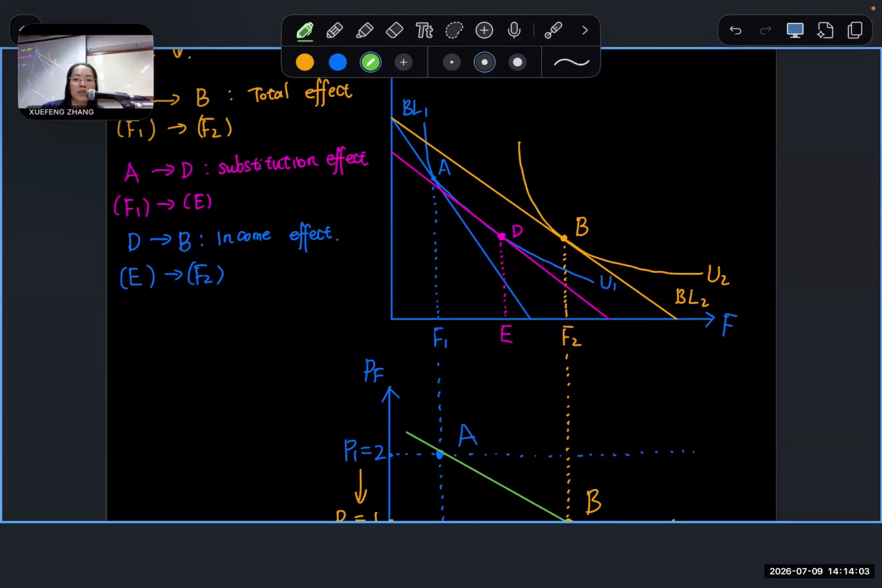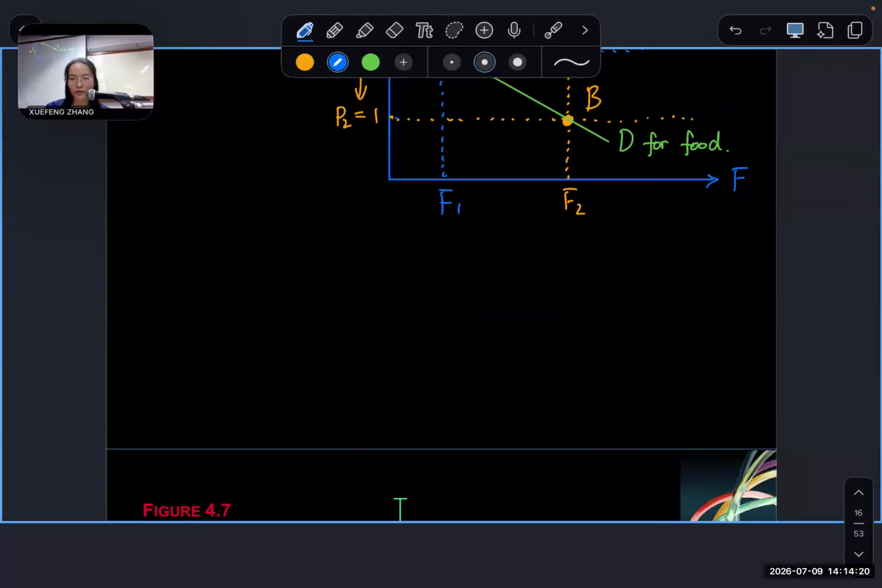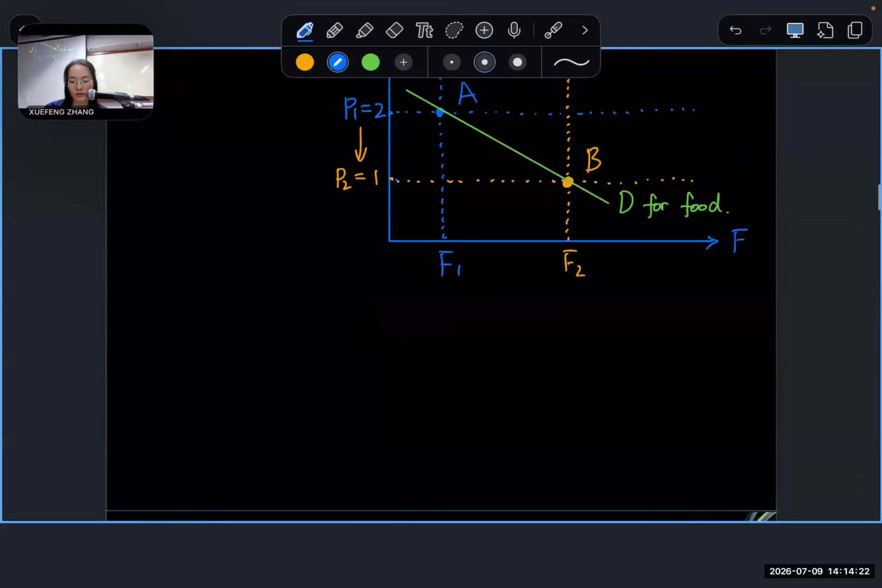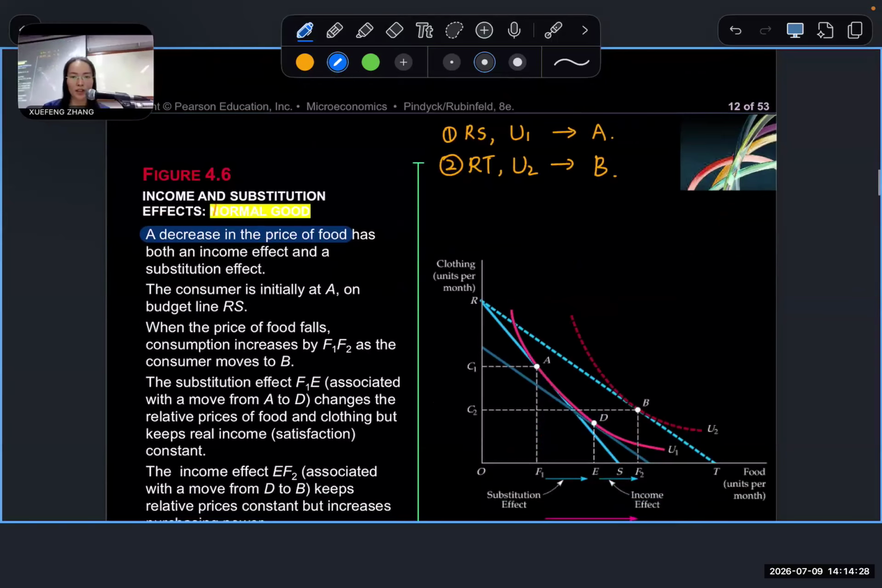Okay, I'll give you 5 minutes to review this graph. How did I draw it? I'll give you 5 minutes, and after that I'm going to summarize for you. So please think about it. The scenario here is that we have a normal good. So food here is a normal good.